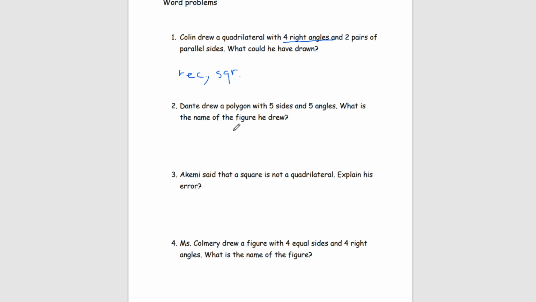Number two, Dante drew a polygon with five sides and five angles. What is the name of the figure he drew? Well, you can only answer this one when you know what the prefixes are for the number of sides. We know that a quadrilateral has four sides. But this one says it has five sides and five angles. So when you have five, the word you use is penta. So for this one, it's going to be pentagon, as penta stands for five.